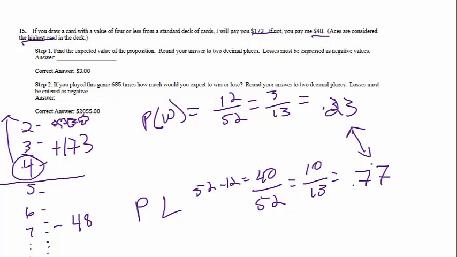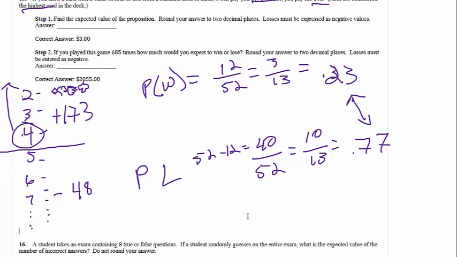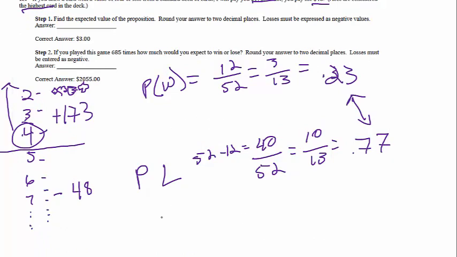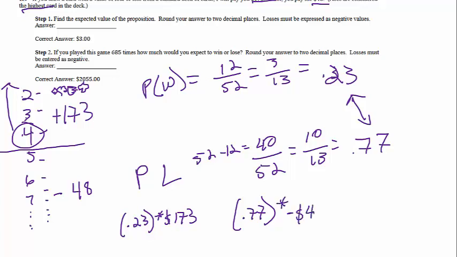Okay, so now we're going to combine this with our expected values. The probability of winning is 0.23. And what do I get if I win? I get $173. Or I have a 0.77 chance of losing. And if I lose, what do I get? I don't get anything. I have to pay, or negative $48.